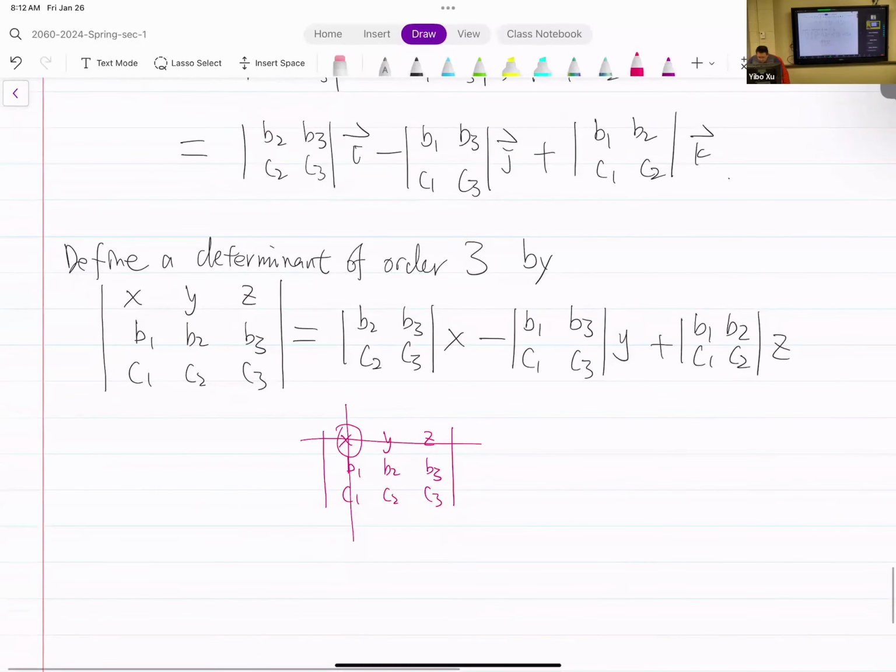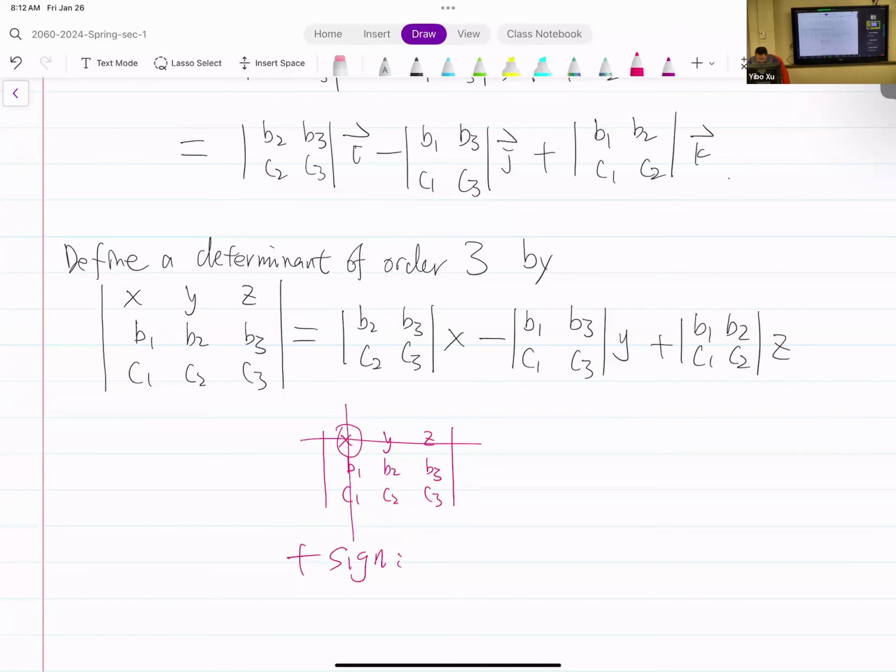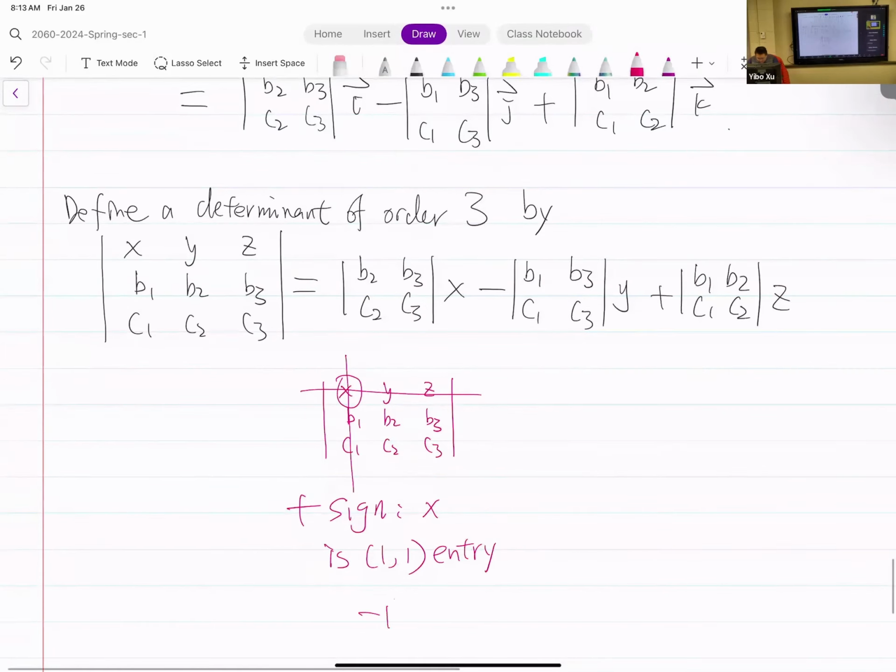And now we notice that the sign here is plus, minus, plus, right? So how are we determining the sign? If you think about it, x is the first row, first column. So the plus sign in the front is because x is the 1,1 entry. So the sign is -1 to the 1 plus 1, which is of course -1 to the 2, which is just positive.